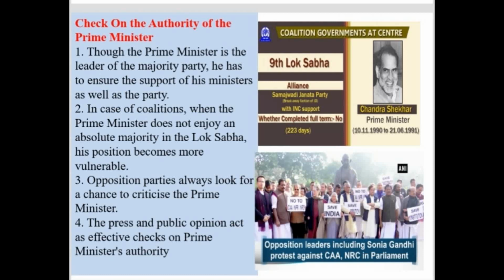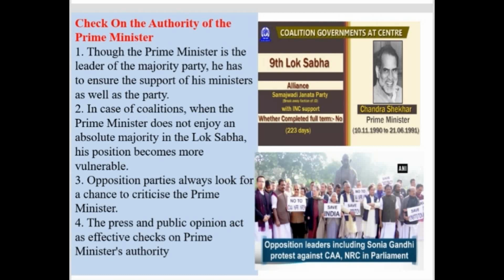When coalition government is there, he cannot become completely free and act on his own. He has to take consideration of opinions of many parties when making major policies of the government, which is a check actually.